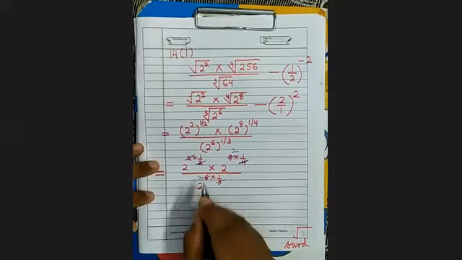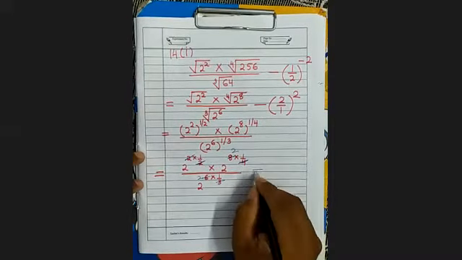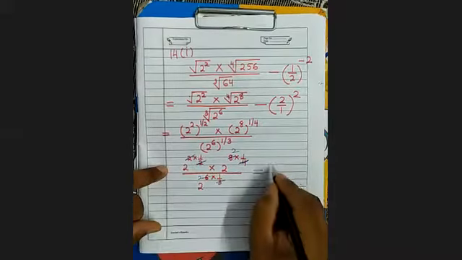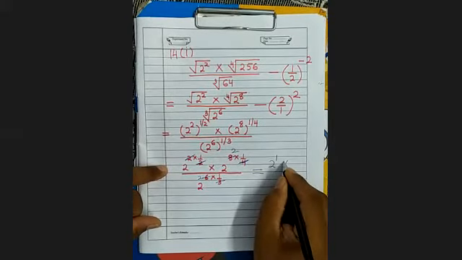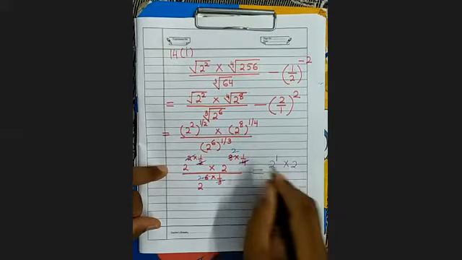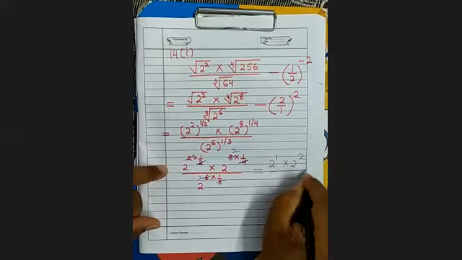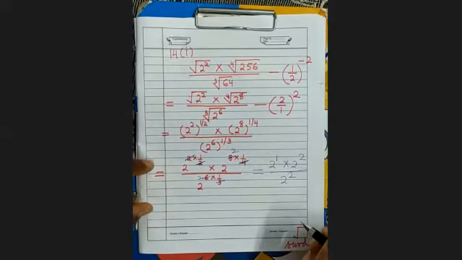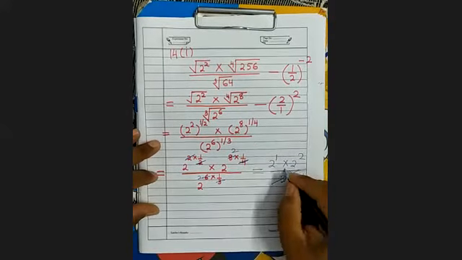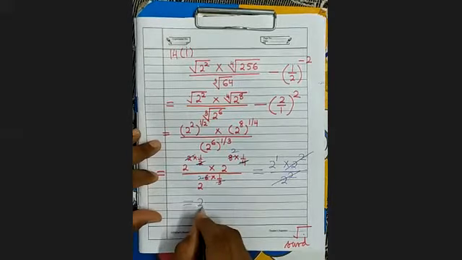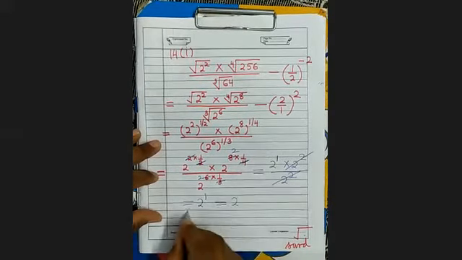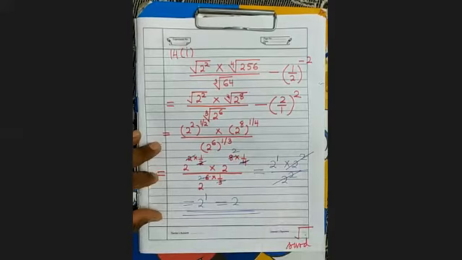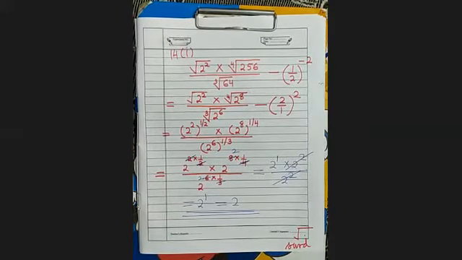3 twos are 6. So on further simplifying, from here you will get 2 to the power 1 into 2 to the power 8, divided by 2 to the power 6... here you will get 2 divided by 2 to the power 2. So 2 to the power 2 and 2 to the power 2 cancel, which means 2 to the power 1, simply 2. It will be simply 2. Is it clear?